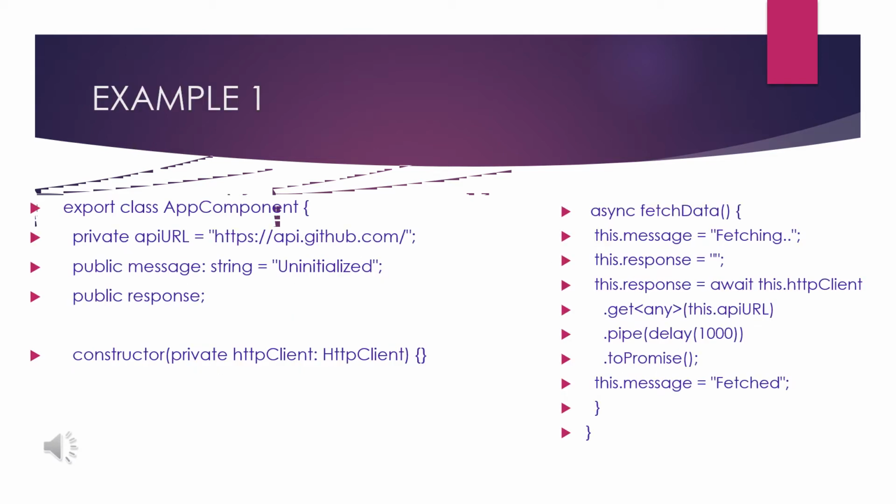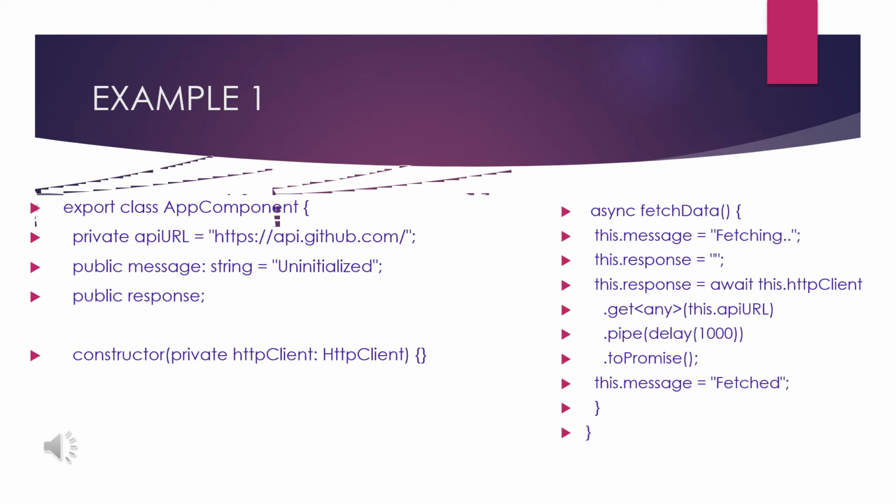We are going to see an example here. I have listed only the component.ts file, and you can easily understand through it. Here in this app component we have a URL, api.github.com, which we name as API URL, and we have a message string, uninitialized, and we have a response. Through the constructor we are declaring the HTTP client variable.